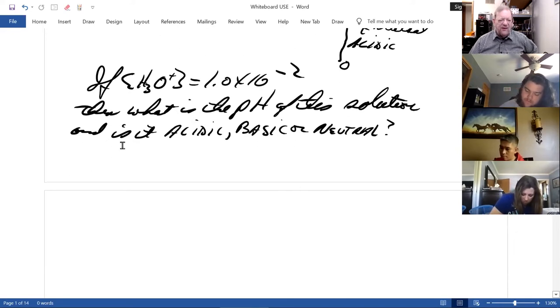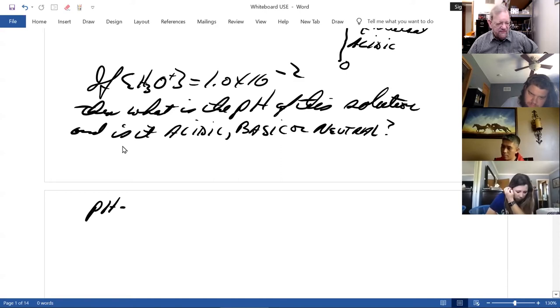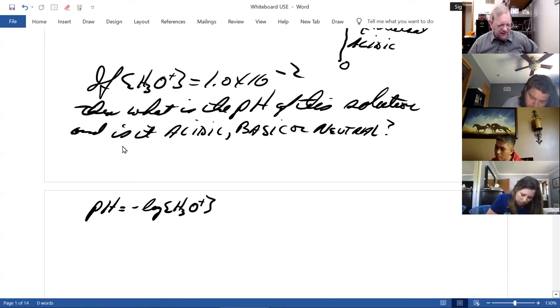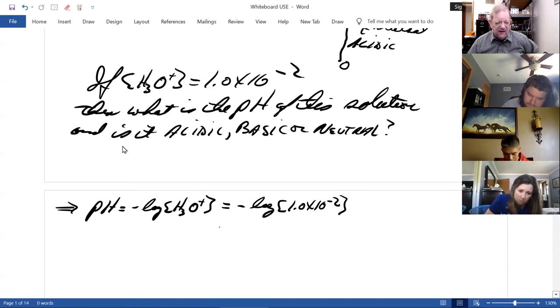And I'll do this one. The question is, if the hydronium ion concentration is 1.0 times 10 to the minus 2, then what is the pH of the solution? And is it acidic, basic, or neutral? I'll do this one, then you know I'm going to share. Remember, pH is minus the log of the hydronium ion concentration. And for this one, we can put it right in. When this number is 1.0, if the hydronium ion concentration is 1.0 times 10 to the minus x, then the pH is x. So in this case, x is 2, so the pH is 2.